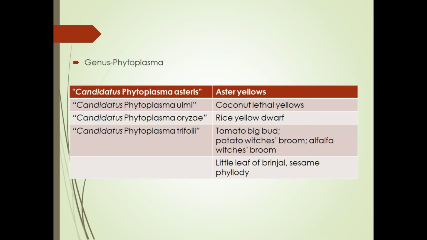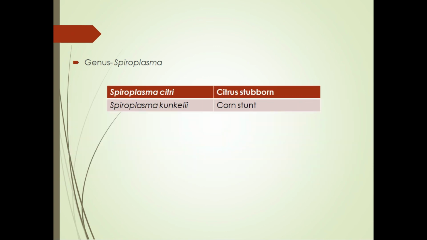Then phytoplasma. Candidatus Phytoplasma asteris causes aster yellows. Candidatus Phytoplasma palmae causes coconut lethal yellowing. Then we have rice yellow dwarf, tomato big bud, little leaf of eggplant, and Sesamum phyllody. These are some important diseases caused by phytoplasmas. Spiroplasma, we have a handful of examples here. Spiroplasma citri causes citrus stubborn. Spiroplasma kunkelii causes corn stunt.